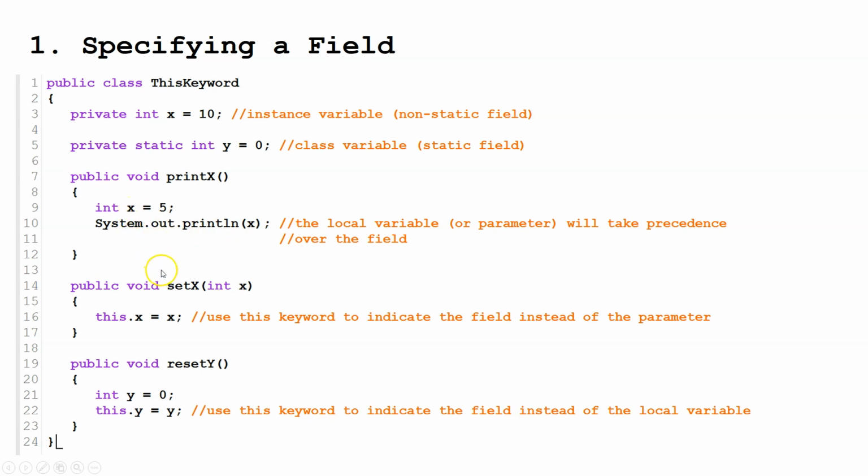Now let's look at another example. Let's say we have a setter method. So we're accepting a parameter x, and again we have a field with the same name. Well, we want to change the field to the parameter's value. So to specify when we're talking about the field, we say this. So we're talking about this object dot x equals the parameter x. Same thing here, y. We're creating a local variable y, and we're saying this.y, as in the field, equals y, the local variable.